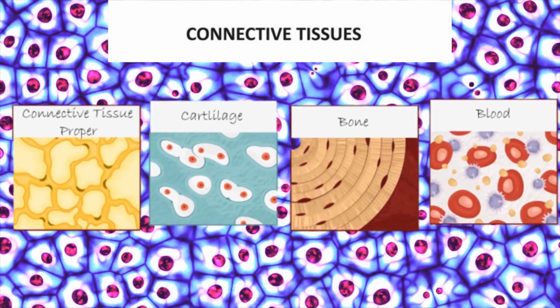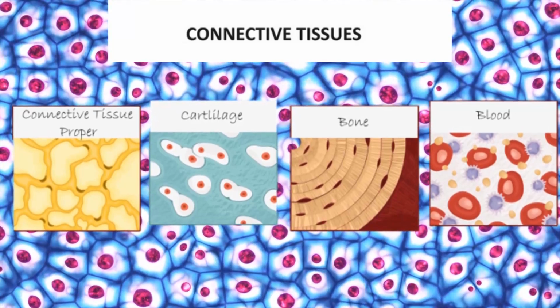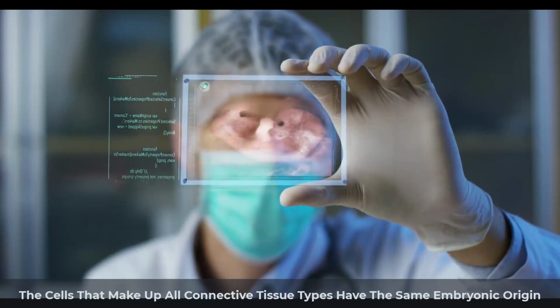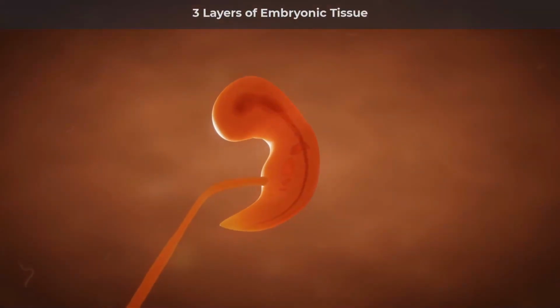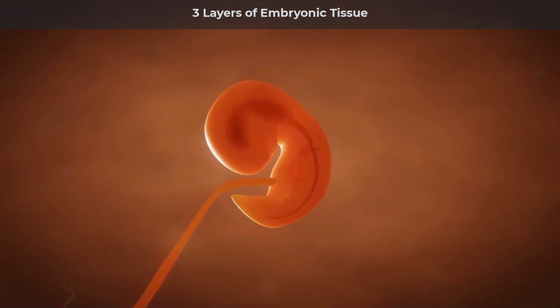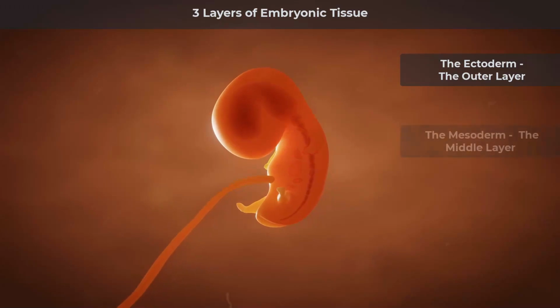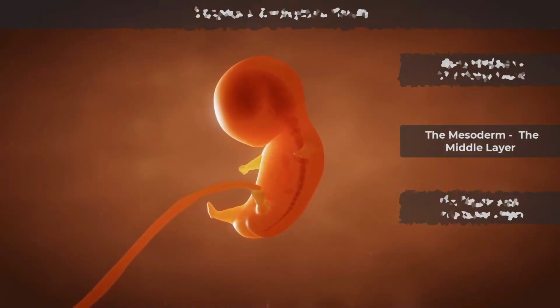It may be hard to believe that these very different tissue types are actually related, but it is true. The cells that make up the different connective tissue types all have the same embryonic origin. During the early stages of development, the embryo forms three distinct layers: the ectoderm, which is the outer layer, the mesoderm, which is the middle layer, and the endoderm, which is the inner layer.